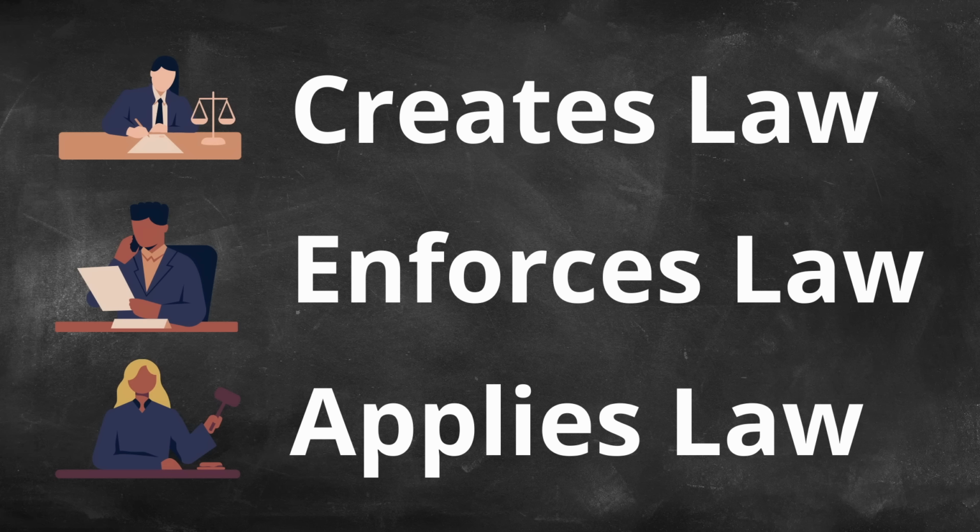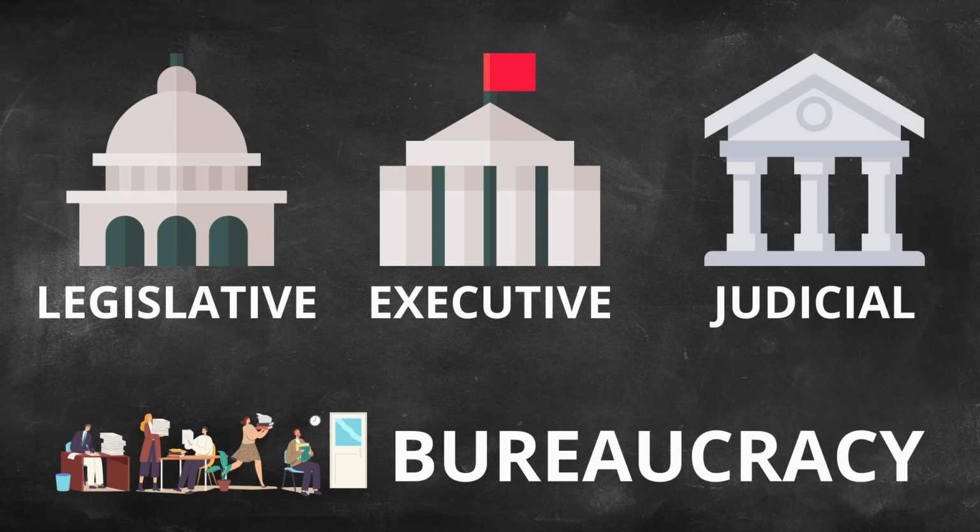The same is true for governments. The founders of a state need to create an organization that creates, enforces, and applies law. We call these political institutions. The three main institutions are the executive, judicial, and legislative branch. The bureaucracy exists to support these branches to do their job.